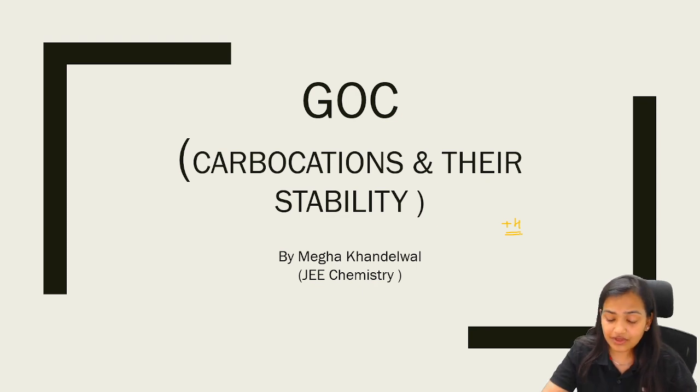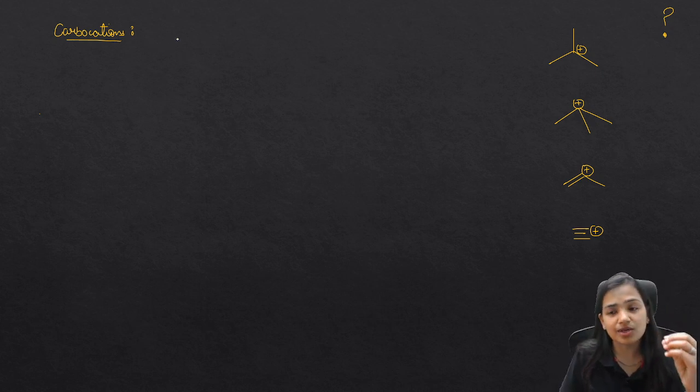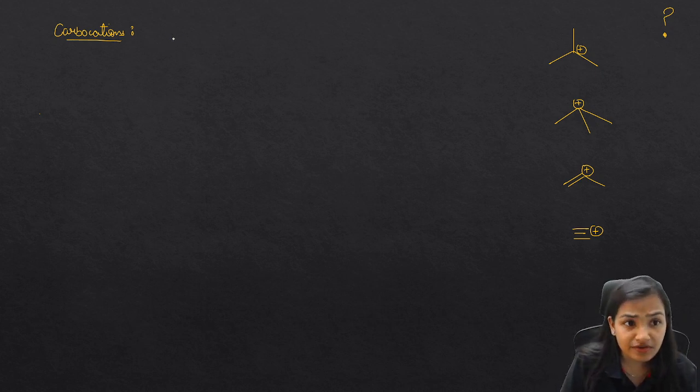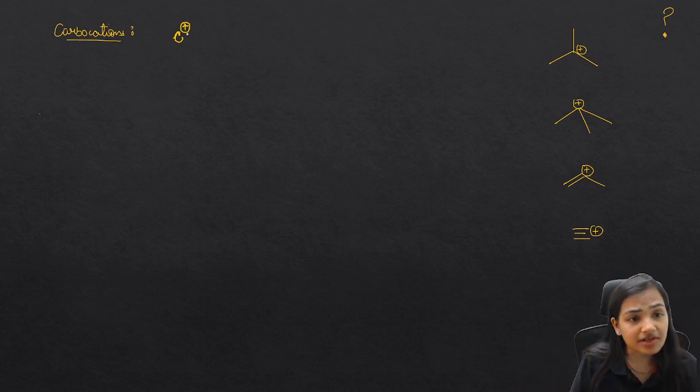Okay, so here we begin, guys. First of all, I will be telling you what carbocations are. Whenever we see a positive charge over the carbon, it is considered to be a carbocation. A carbon with a positive charge is expected to be bonded with 3 atoms and have a positive charge.